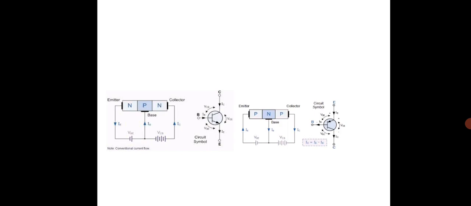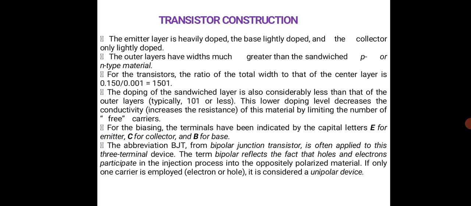And here the same thing is repeated, but here you can see what the collector current will be, and how the construction is made for the transistor.